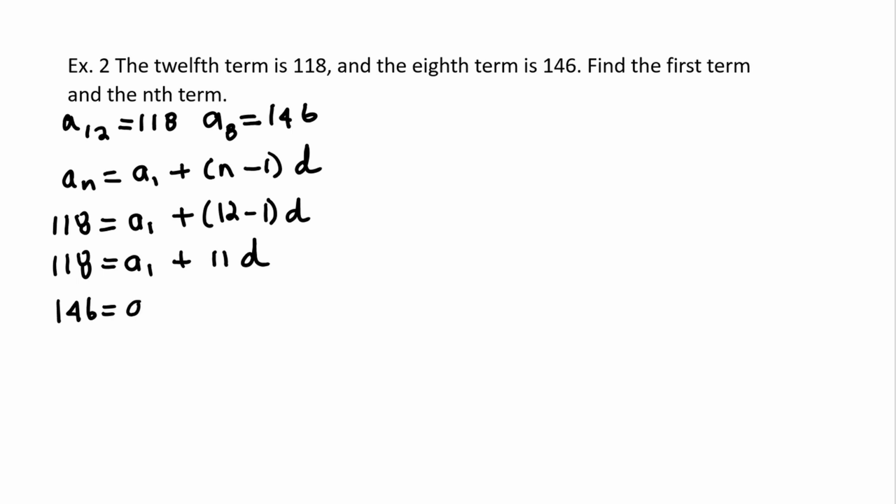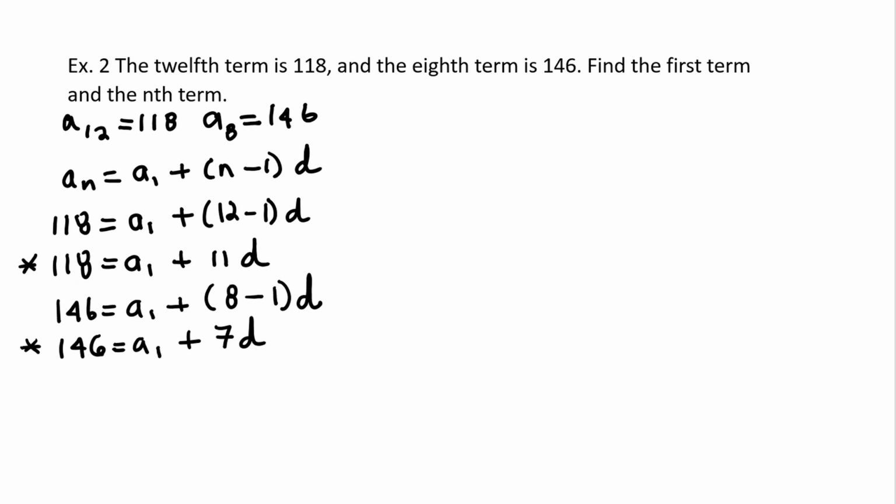We don't know the first term, but we do know that it's the 8th term, so we would put in 8 for the n, minus 1, and then times the common difference. So let's simplify a little bit, and we get 146 is equal to a sub 1 plus 8 minus 1, which is 7d. Now we have two equations. That's 118 equals a sub 1 plus 11d, and 146 equals a sub 1 plus 7d.